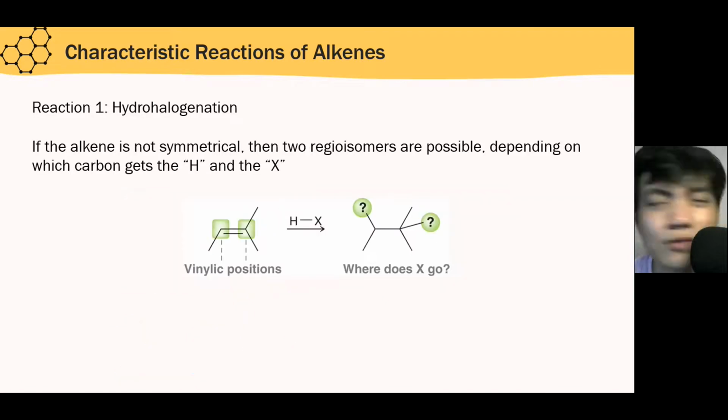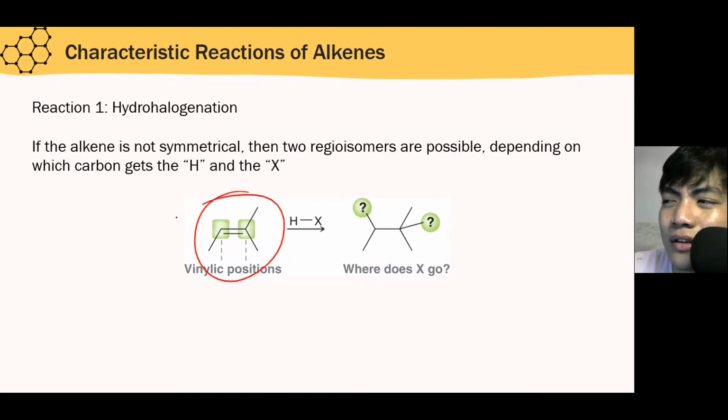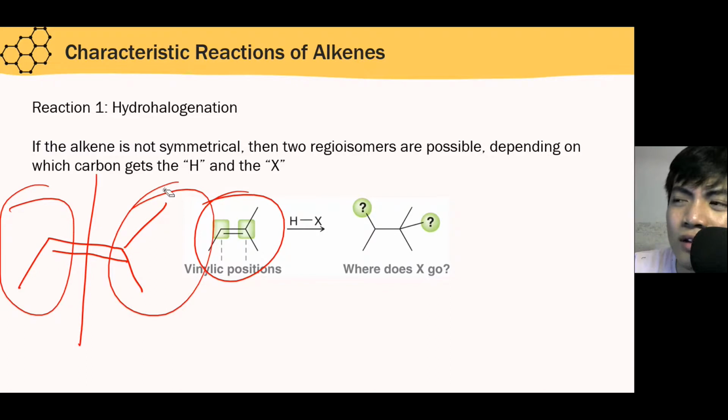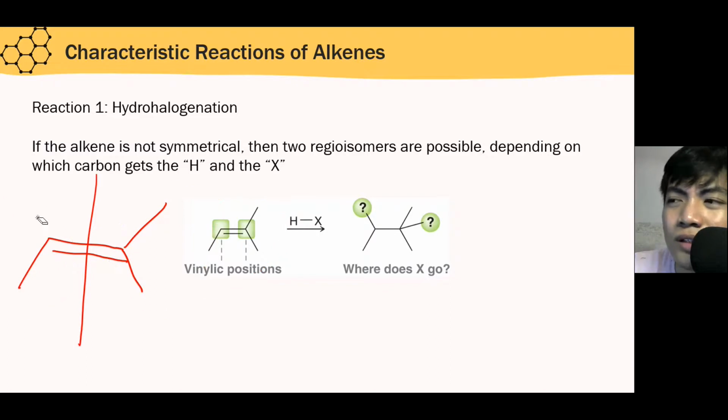Now, the question is, what if hindi po symmetrical yung alkene natin? When you say hindi symmetrical, ibig sabihin hindi siya pantay. Okay? For example, we have this thing here. Is this alkene symmetrical? So, hatiin mo sa gitna yung alkene. Itong nasa left ba is same with the one on the right? No. Magkaiba sila ng itsura. Pero kung ganyan yan, same lang, di ba? Pero na, hindi eh. Ganito lang.